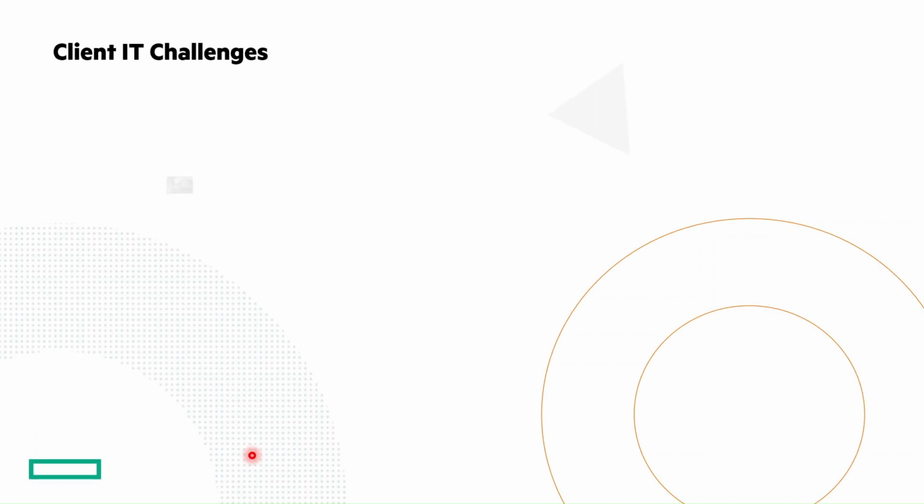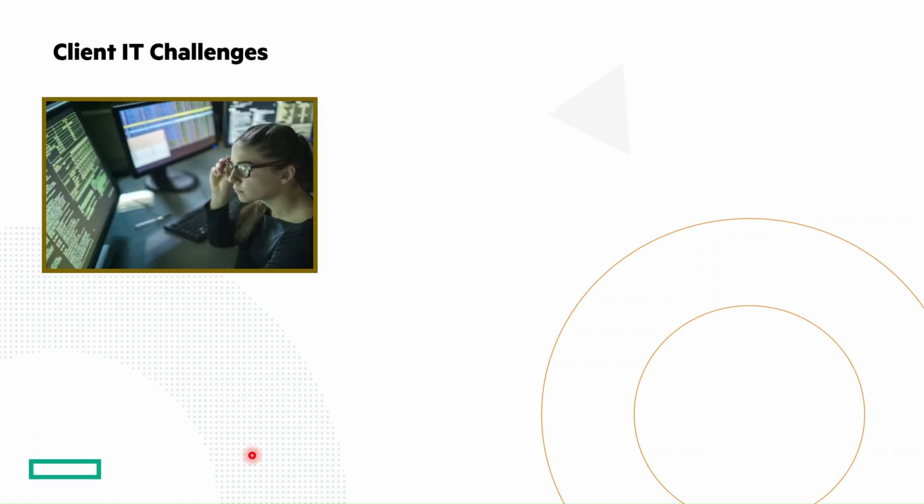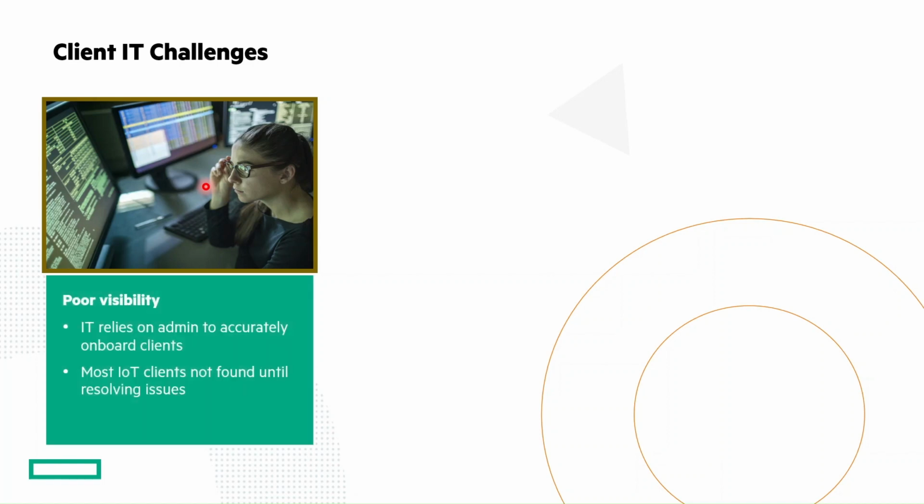First is overview. Before we understand this feature, let's study the background behind these enhancements added in our AOS-CX switching software releases. Customers today are dealing with the following challenges when it comes to client identification and monitoring. First is poor visibility. IT teams are often unaware when, where, and what type of end clients are being connected to the network and rely on admins to accurately onboard clients.